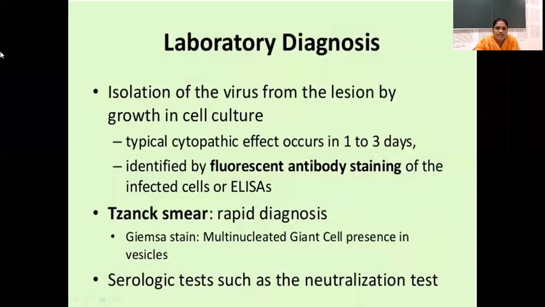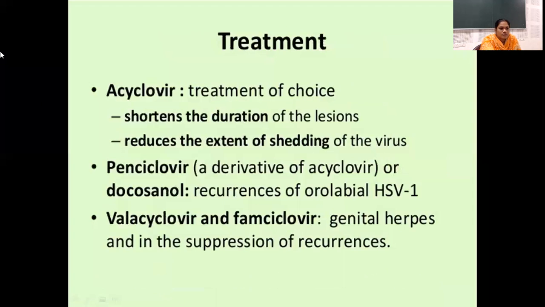Laboratory investigations. Isolation of the virus from the lesion by growth in culture, meaning cell culture, usually occurs within 1 to 2 days. It is identified by fluorescent antibody staining and ELISA techniques. Tzanck smear is used for rapid diagnosis, in which multinucleated giant cells are present in the vesicles. Serological tests such as neutralization tests are done. So for treatment, acyclovir, penciclovir, valacyclovir, and famciclovir are used.